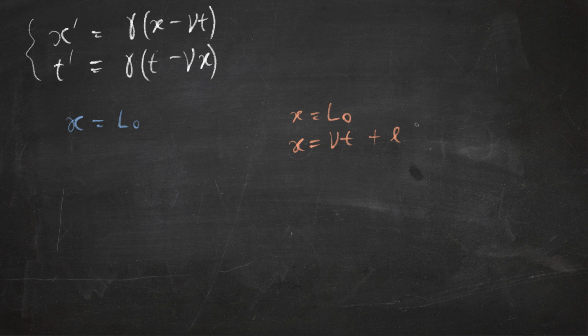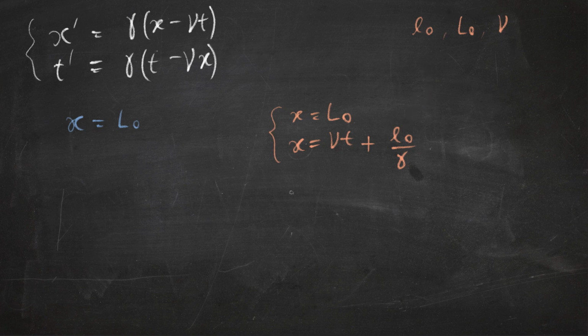I want to do things in terms of little L0, big L0 and v. So I'm going to swap out this little l, as remember that's the contracted length. So that's actually just the proper length divided by gamma. That's the contracted length of the limo. And I'm now just going to simultaneously solve these to find the time coordinate t.